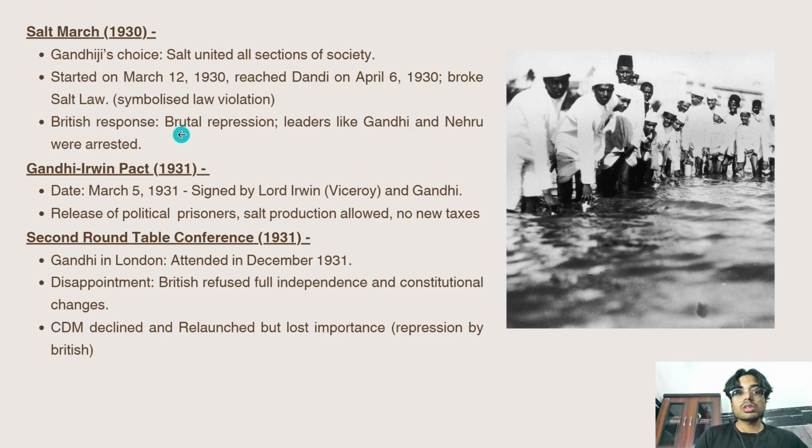The British response was brutal repression. Leaders like Gandhi and Nehru were arrested in the process of the Salt March. So the Britishers decided to put them into jail, arresting every political representative that was acting against their interest.